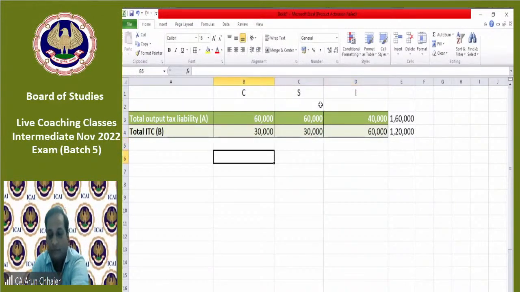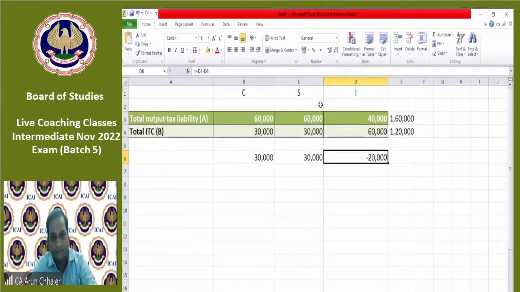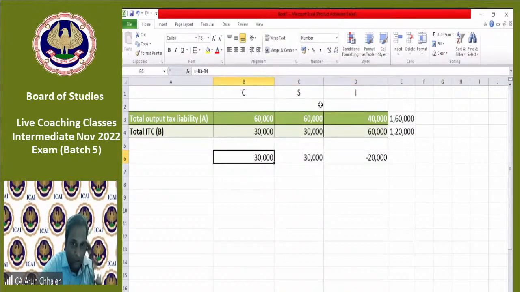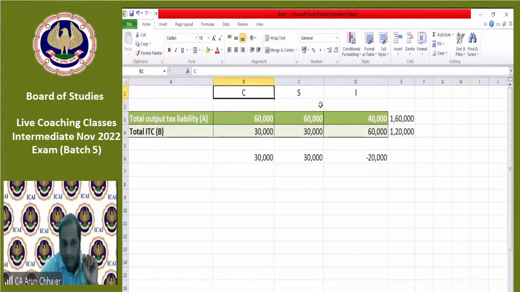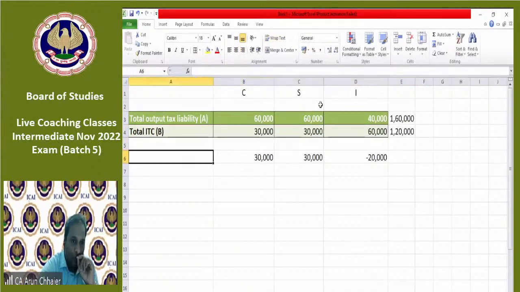Now please tell me how much amount I need to pay in cash towards CGST or SGST. Suppose this is your tax liability, CGST, SGST, IGST. This is your ITC: 30, 30, 60. Kindly tell me how much amount you need to pay in cash toward the CGST liability. Okay, so much. Great, great. Thank you so much.